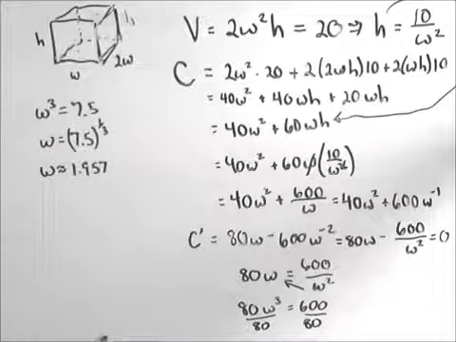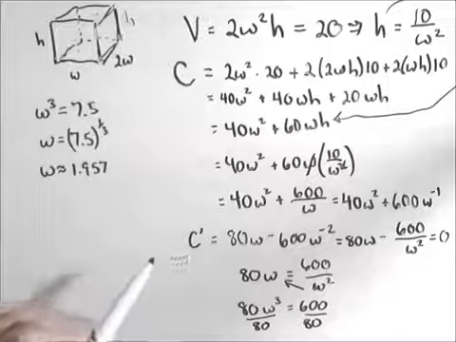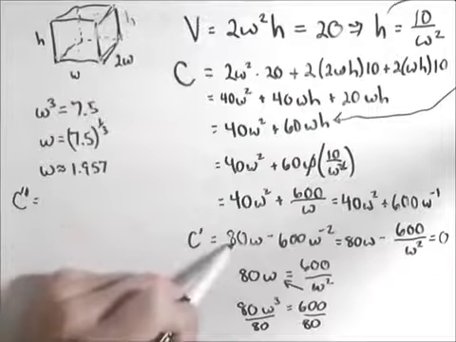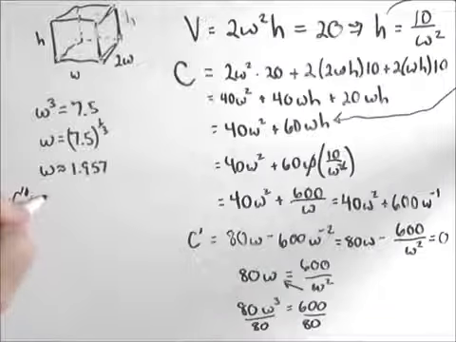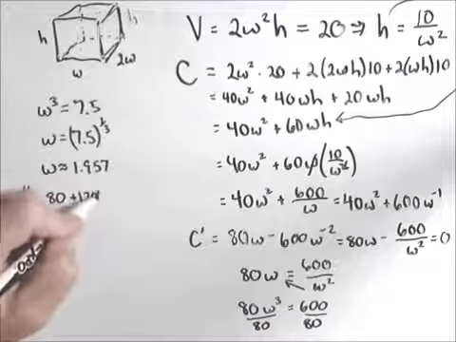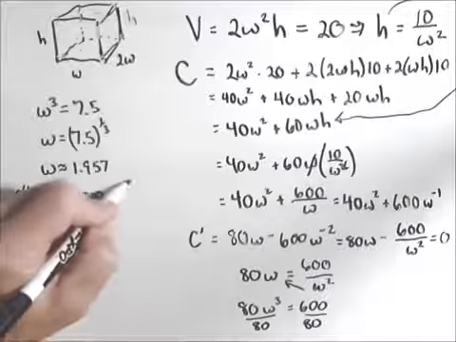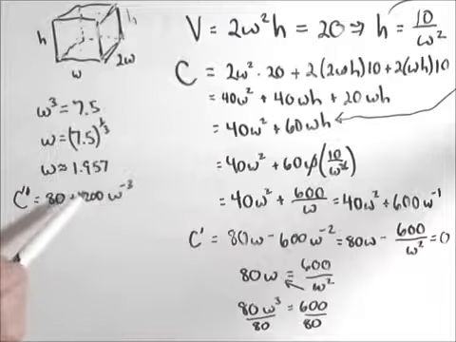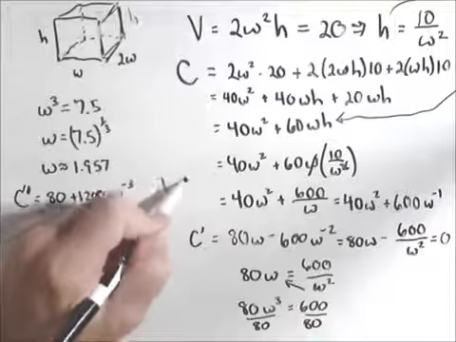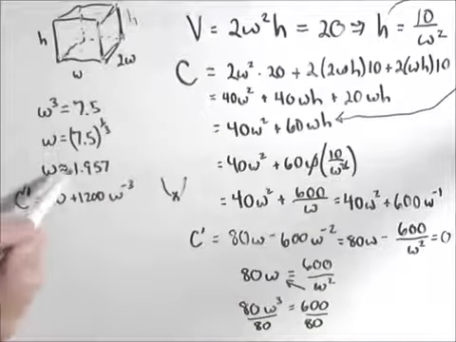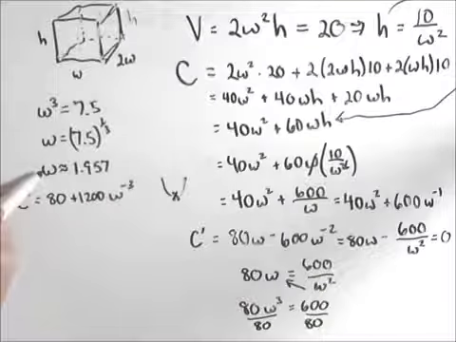Okay. Now, we do need to decide whether or not this is a min or a max, and I think it's going to be probably just as easy to use the second derivative test. So let's find C double prime. So the derivative of this guy, so that's 80. Bring the negative 2 down, so we got plus 1200W to the negative 3. So if I plug in 1.95, that's going to be positive, which tells me it's concave up, which tells me I have a minimum because it's got to sit at the bottom. So this value for W does minimize my cost.